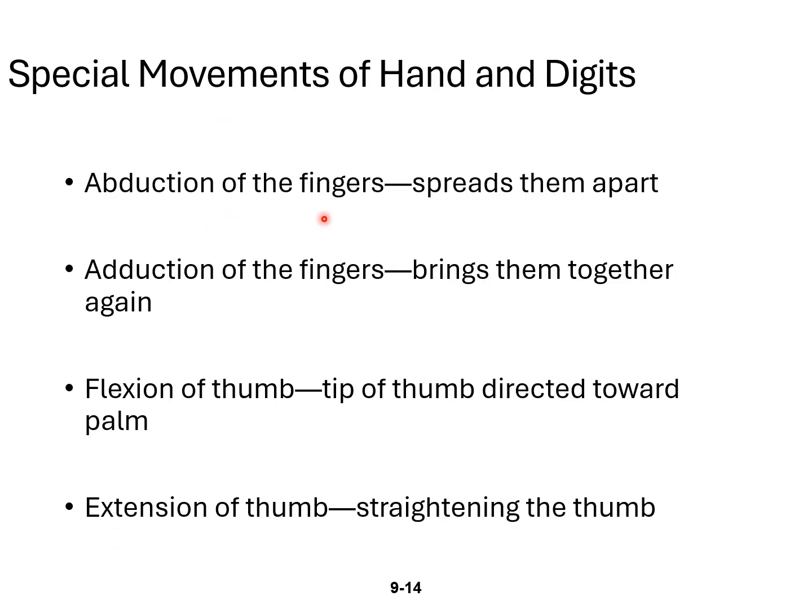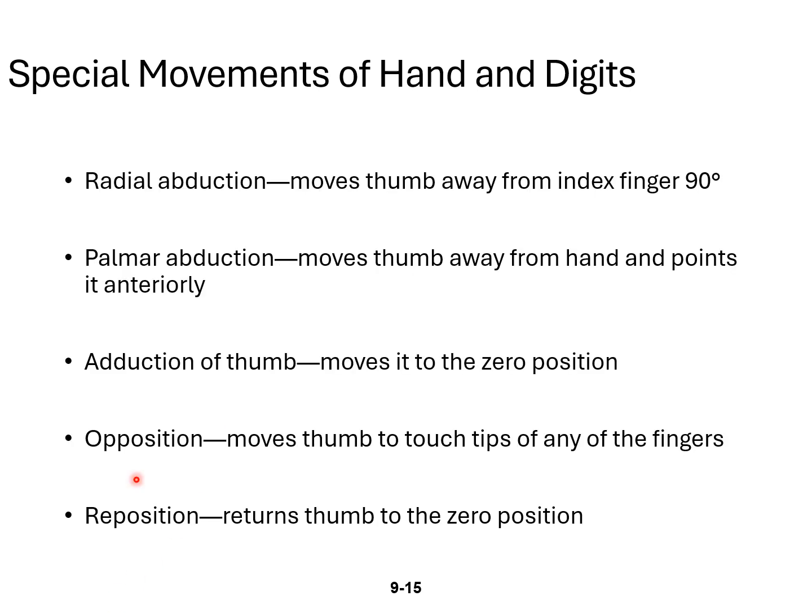And these, the abduction of the fingers, spread them apart. Adduction of the fingers, bring them back together. And these are just some ways for us to use all of those different muscles of our hands, and they're very important. We've kind of gone over all these too, the radial abduction, palmar abduction, and these are towards the palm, towards the radius, adduction away from, opposable thumb, and then reposition returns the thumb to zero position. So many different special movements of the hand, but none of them are in red, so they're not going to show up on your test.